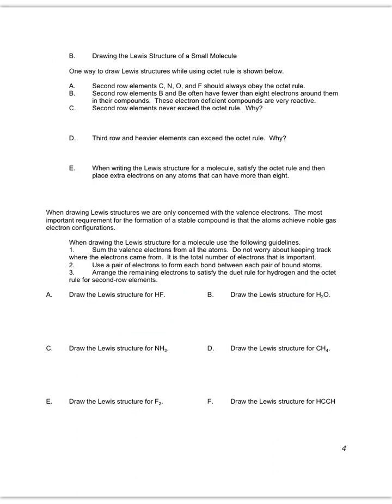Okay. Drawing the Lewis structures of a small molecule, second row elements, carbon, nitrogen, oxygen, and fluorine can only have 8 electrons around them because they only have the s and the p orbitals. They can't deviate from that. Don't try anything fancy. Don't go over 8.